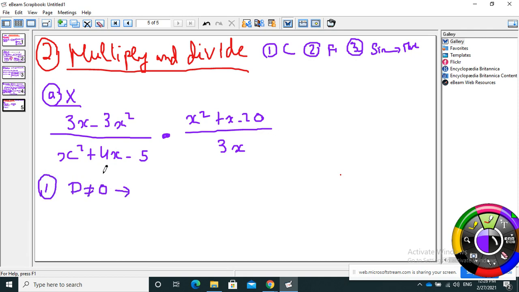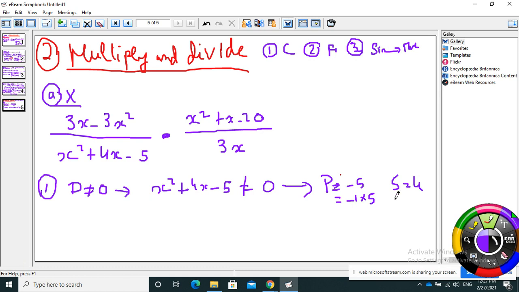I look at the first denominator. So x squared plus 4x minus 5 not equal to 0. To be able to solve it, it should be factorized. I cannot solve it like this, not equal to 0. It should be a product of factors. So S and P. P is minus 5 and S is 4. Which two numbers give me product minus 5 and sum 4? So it's minus 1 times 5. And here it's the sum, because minus 1 plus 5 gives me 4.